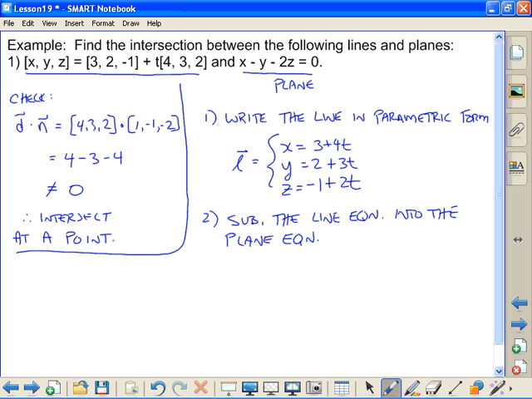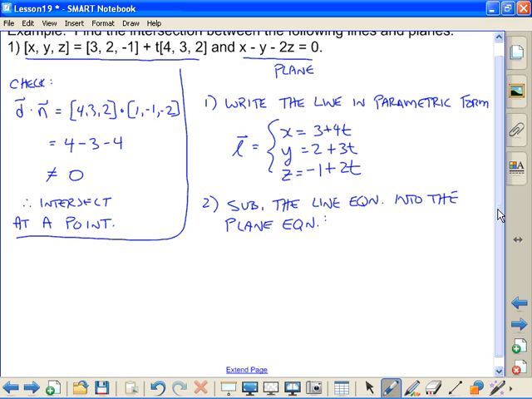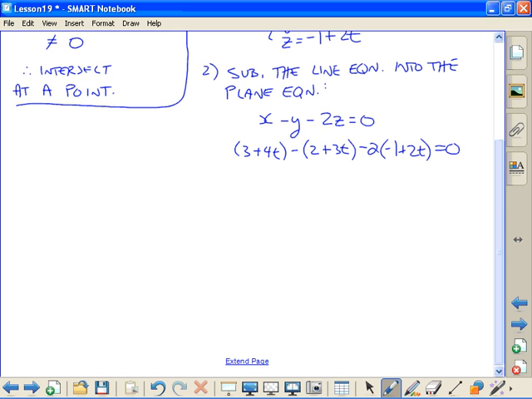I always like planes and lines when they interact because it's the easier of the ones to work with. So I know from above the equation is x minus y minus 2z equals 0. So I just substitute the parametric form in. So 3 plus 4t minus, I recommend the brackets because it reminds you to distribute the negatives through, minus 2 times t equals 0. So what happens when we look at what we have, one equation with one unknown. So it's just a matter of simplifying, collecting like terms, and solving for our value of t.